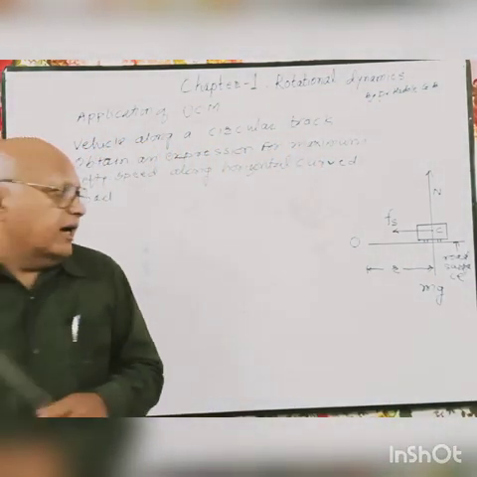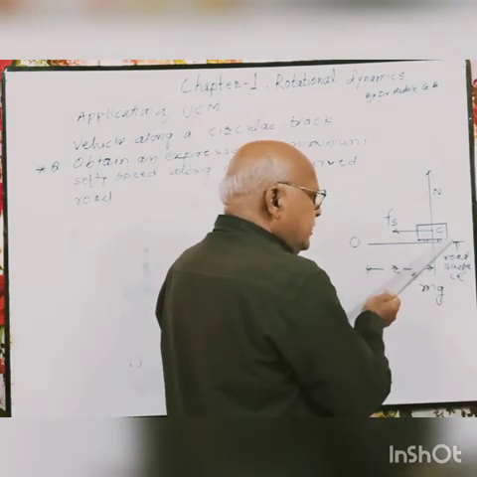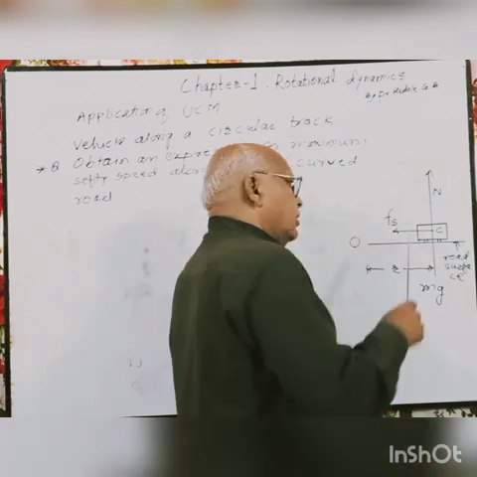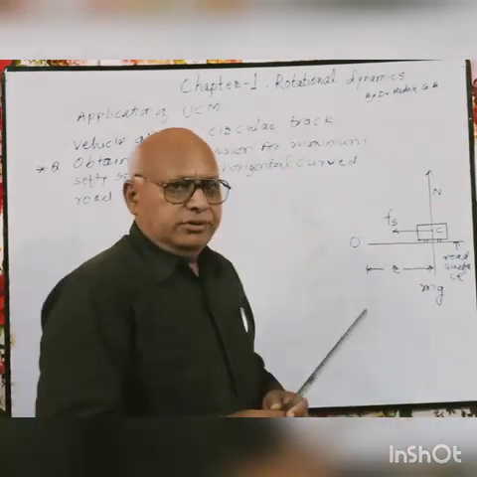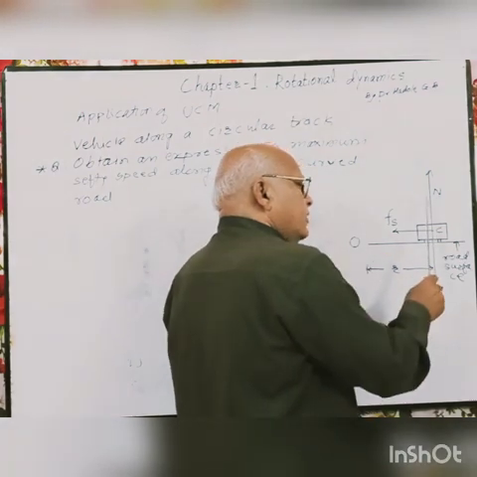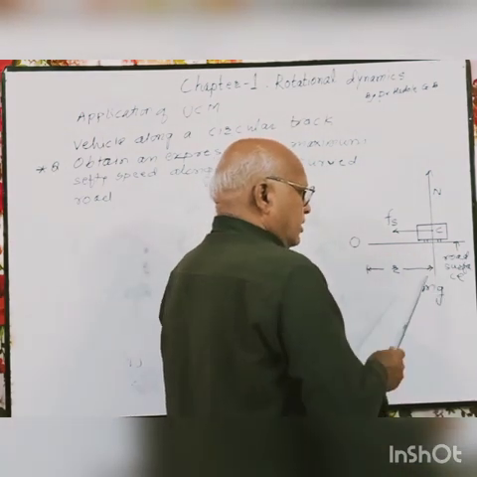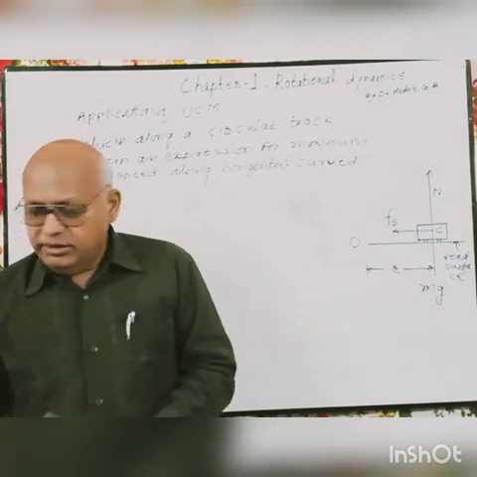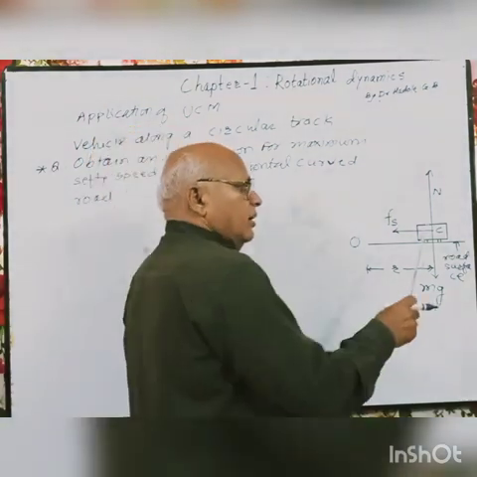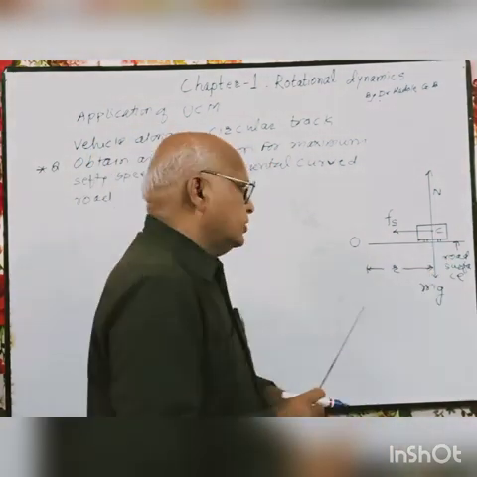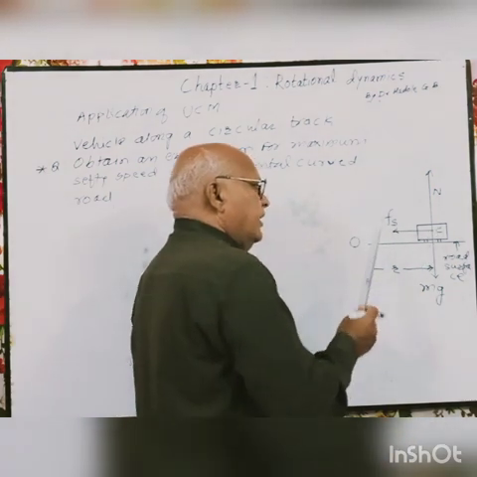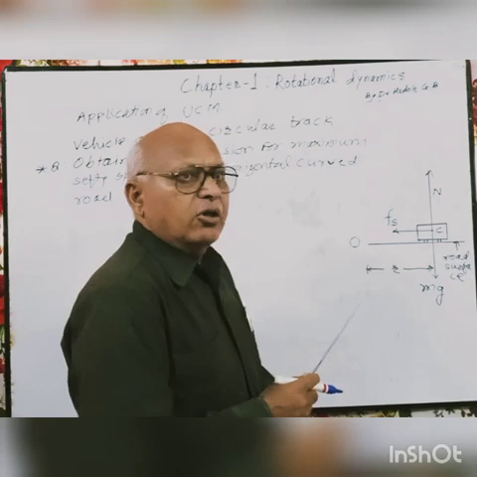Very important to note that, see here, this is the vehicle, these are the tires of the vehicle. This vehicle is moving perpendicular to the plane of this board. During this, some forces are acting on it. The weight of the vehicle is in the vertically downward direction. The normal reaction is in the upward direction. The coefficient of static friction, or frictional force, is directed towards the center of the circle.